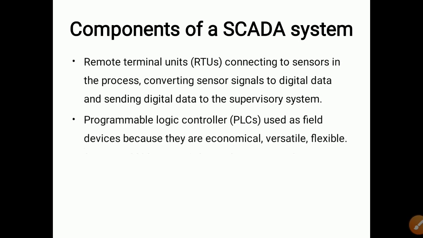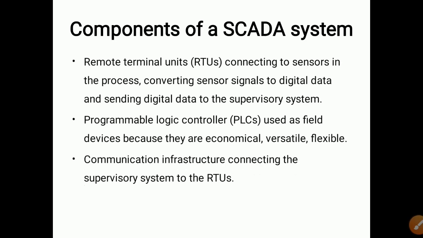Also, we need PLCs, programmable logic controllers, used as field devices because they are economical, versatile and flexible. So we need PLCs to control processes because of their economical, versatile and flexible nature. Then there is the communication infrastructure connecting the supervisory system to the RTUs. Communication system means wires or other communication devices, such as LAN wires, for connecting the supervisory system to the RTUs.